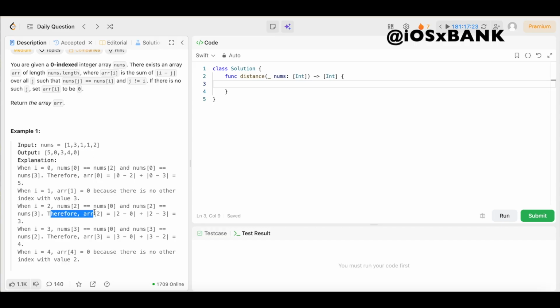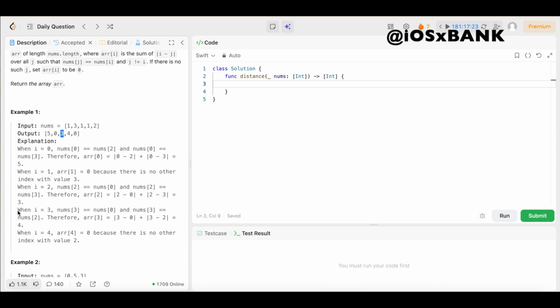Therefore, we're going to do r of 2 is going to equal 2 minus 0, which is 2, which comes from nums of 2 and nums of 0, and also plus 2 minus 3, which comes from nums of 2 and nums of 3. When we get the absolute value and add them together, we get 3. Boom. So that's where this 3 comes from right here.